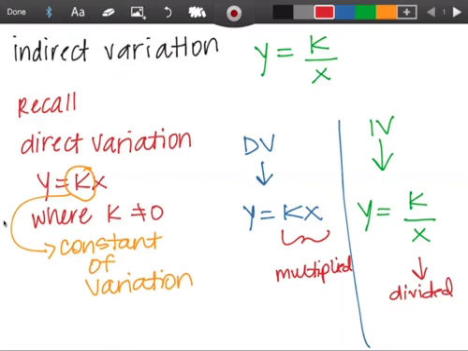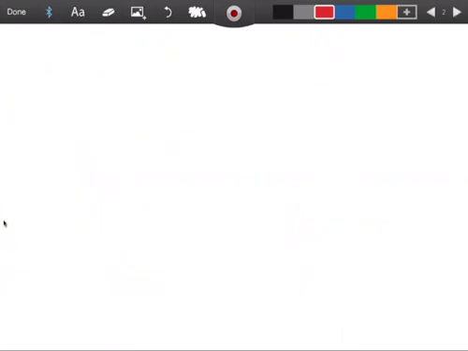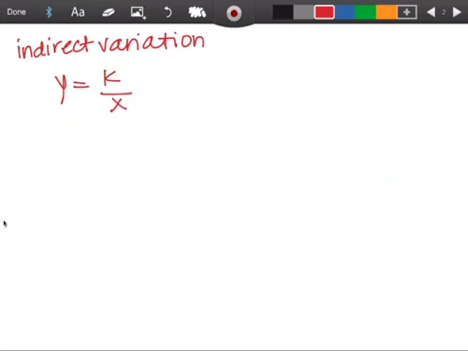Now, are there any limitations on indirect variation? The answer is yes, there are limitations. So let's look at this. We know that indirect variation is defined as y equals k over x. In this case, y cannot be equal to 0, k cannot be equal to 0, and x also cannot be equal to 0.